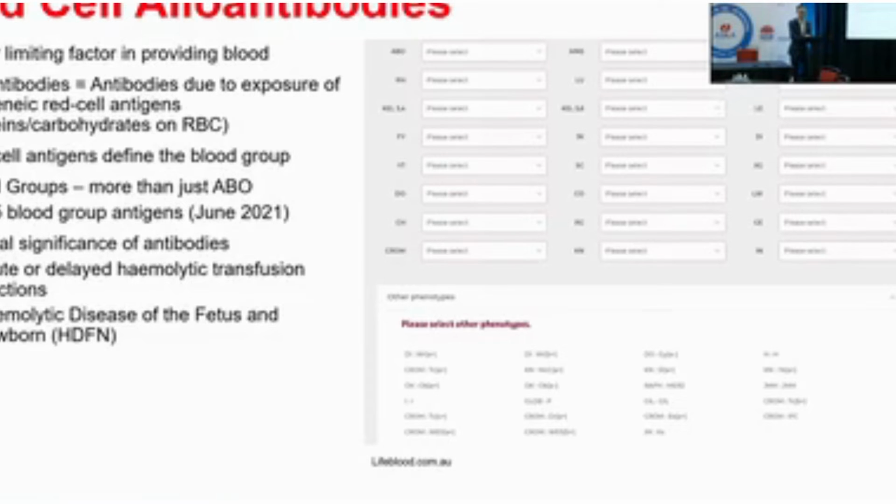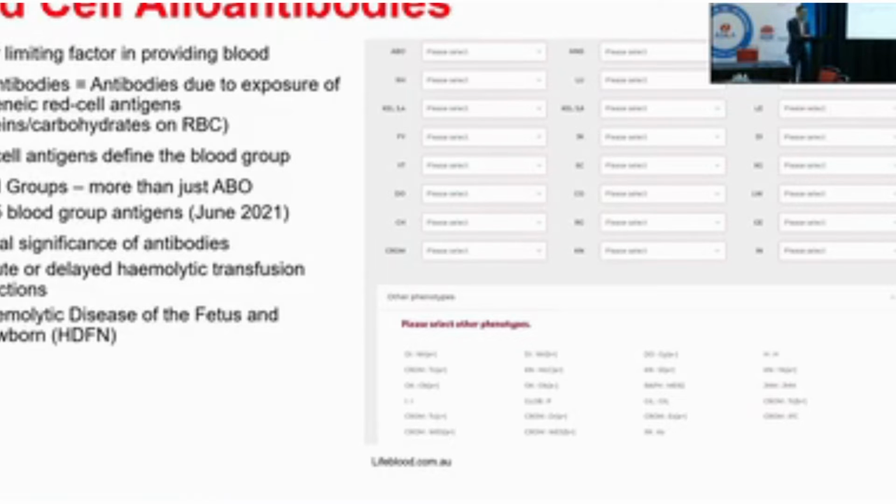So the first concept to really understand is the concept of red cell alloantibodies. This remains the limiting factor in selecting adequate cross-matched red cells. Alloantibodies are antibodies which develop following exposure to a foreign red cell antigen, and an antigen is a protein or carbohydrate which sits on top of the surface of the red cell. And when the immune system recognizes a foreign antigen, it can form an antibody against it. It's kind of like immunization in a way.